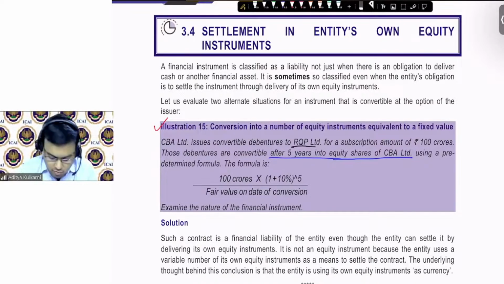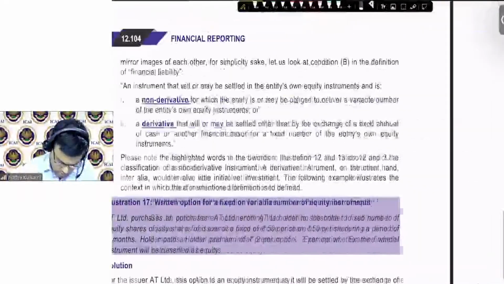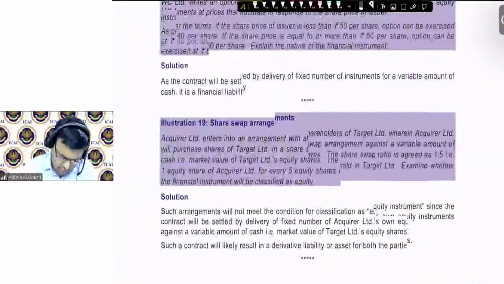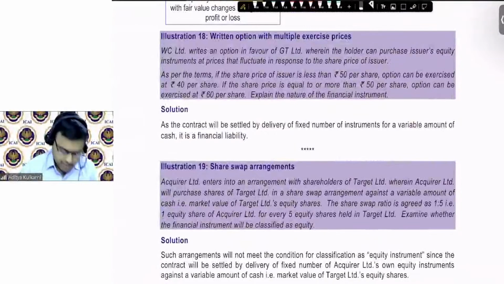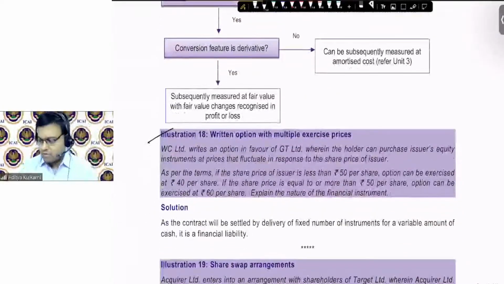Then we next move on to another illustration. Okay, come to illustration 18, please. Illustration 18. This is right now page 12.105. So let us have a quick look at this.